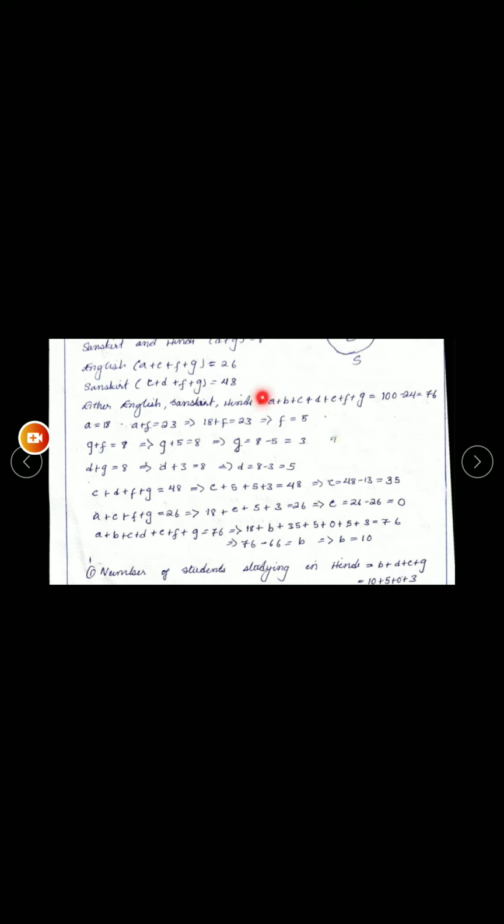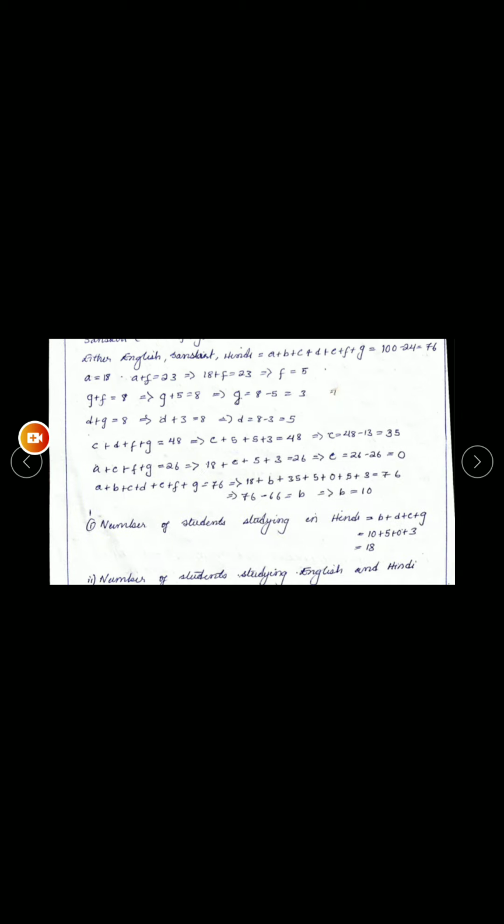Lastly we can take out the equation which is A plus B plus C plus D, E, F, G equal to 76. We already have the values of A, C, D, E, F, G, so we can put the values instead. So the value of B will be 10.